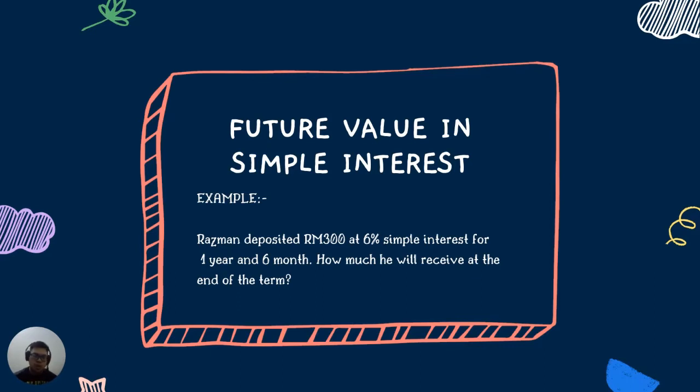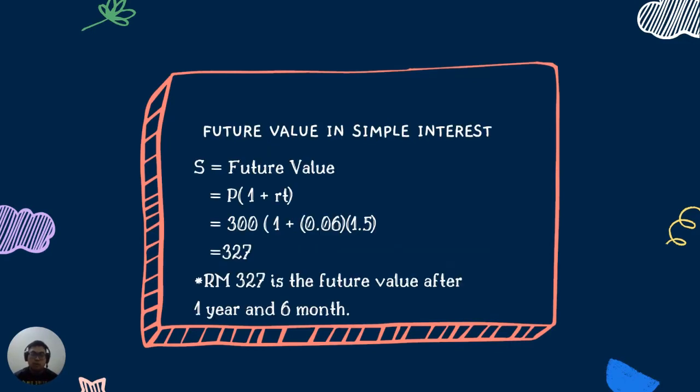Razman deposited 300 ringgit at 6% simple interest for 1 year and 6 months. How much will he receive at the end of the term? Based on the question, it wants us to find the future value after 1 year and 6 months. So this is how we can solve the question.